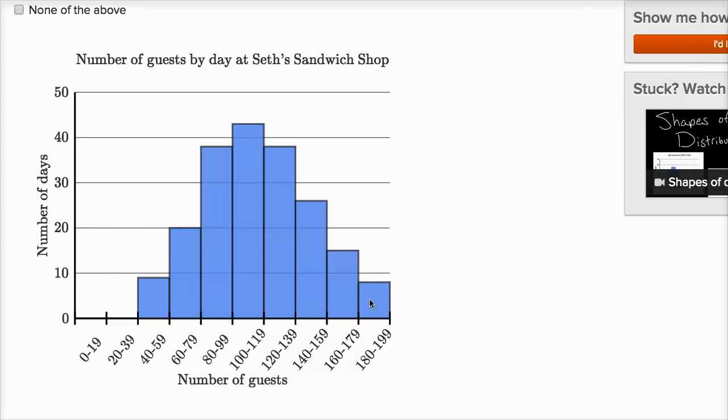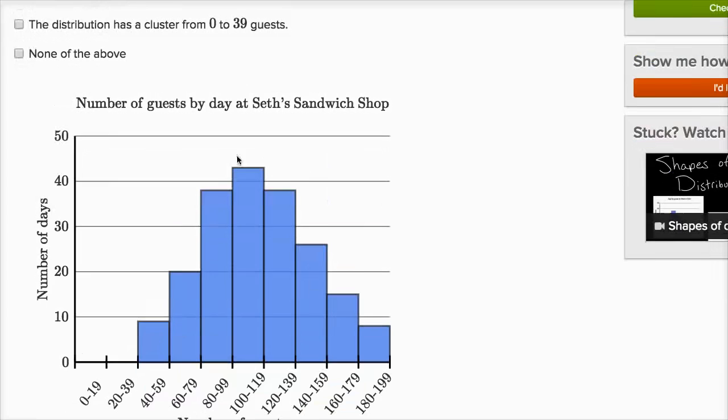But in the question of outliers, there doesn't seem to be any day where he had an unusual number of guests. There's not a day that's way out here where he had like 500 guests. So I would say this distribution does not have an outlier.